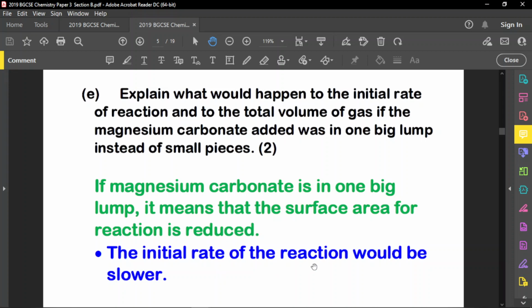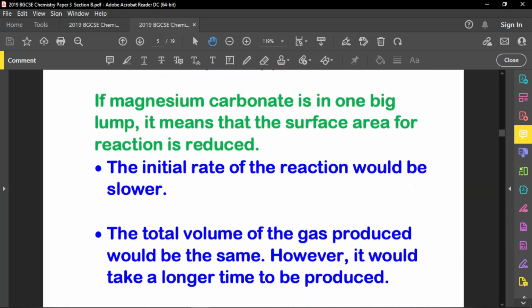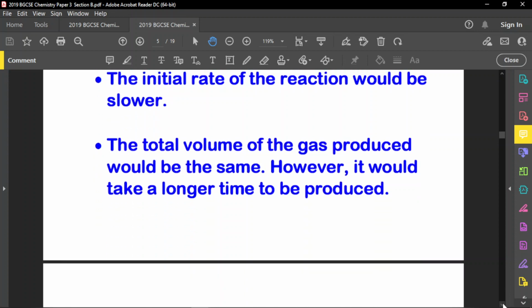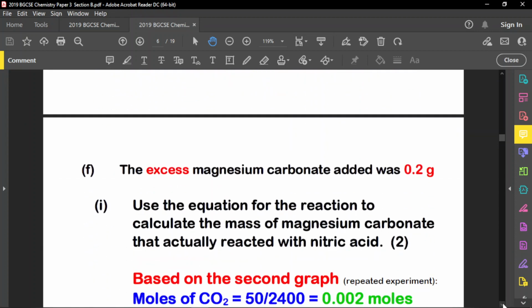So the initial rate of the reaction would be slower for sure, but it also asks us what will happen to the volume of gas. The volume of gas would be the same because again, the only difference is that the reaction is faster with smaller pieces, but eventually the big lump will all break down, right? However, it does take a longer time to produce, but the volume will be the same.